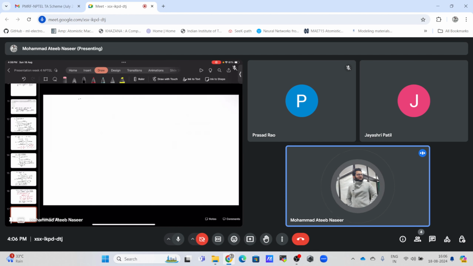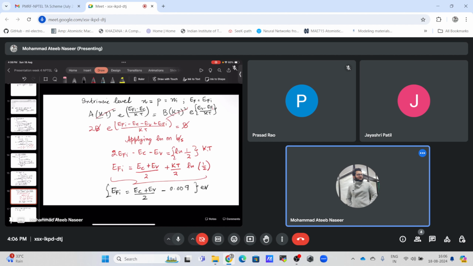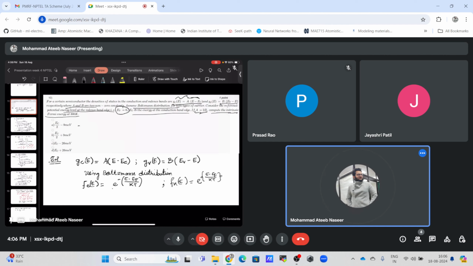So since EV is a reference potential energy, therefore EFI is simply EC by 2 minus 0.009 electron volts. So it is option A, I guess.